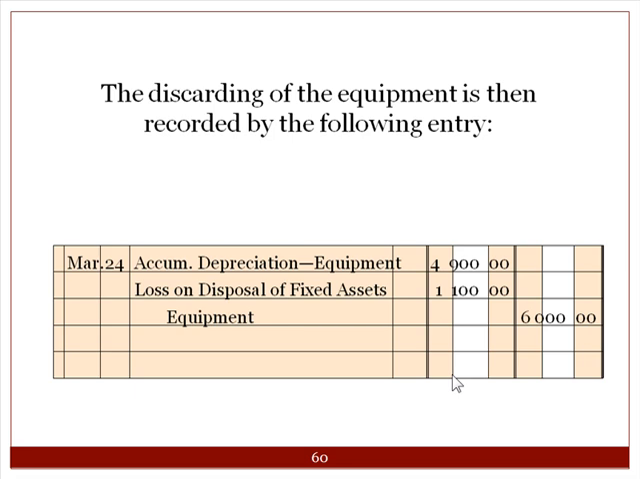What I tell students to do, there's a lot to remember in this. When you do your journal entry, put what you know, and then the difference is going to be your gain or your loss. So it's easy. You knew what your equipment balance was. You knew what your accumulated depreciation was. The difference then, you have to put something here. At least get your journal entry in place, and it'll start to make more sense to you.